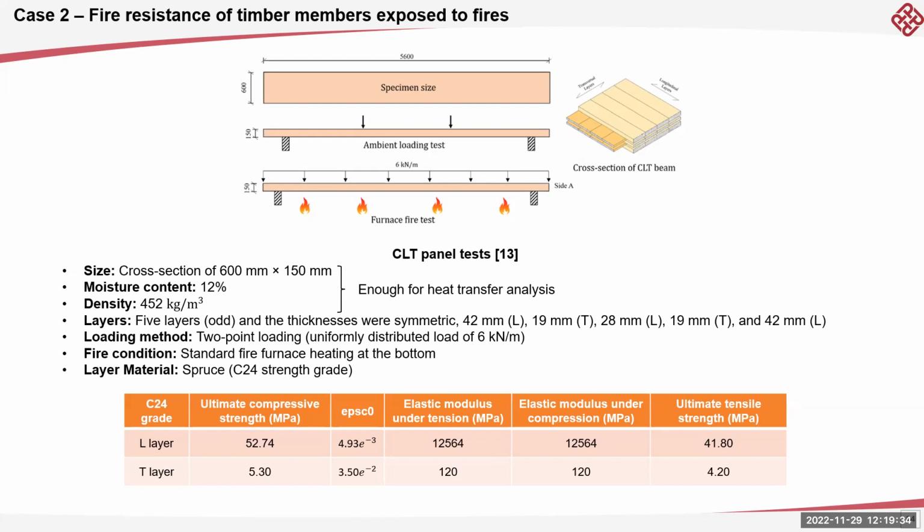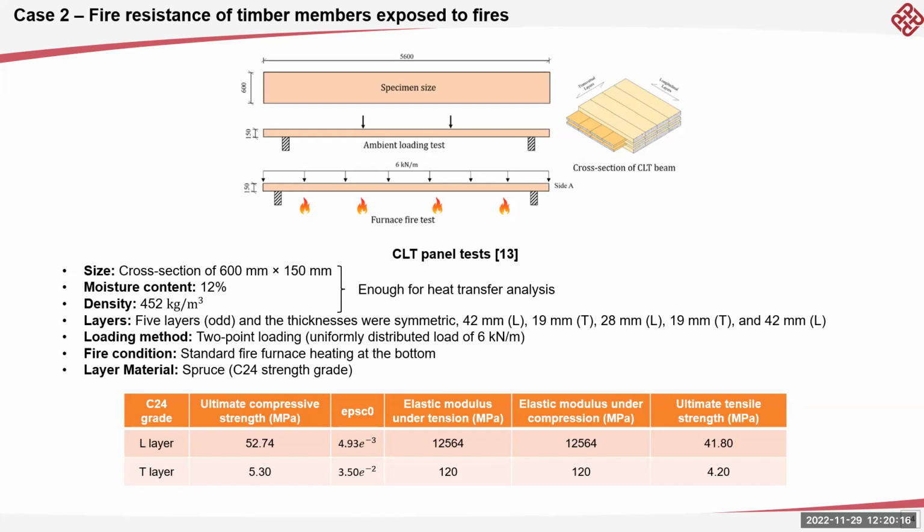And for other parameters, it has 5 layers and the thickness is symmetric. And the loading method is 2-point loading with a uniformly distributed load of 6 kilonewtons per meter. And the fire condition is the standard fire furnace heating at the panel bottom. And the layer material is spruce with C24 stress grade.